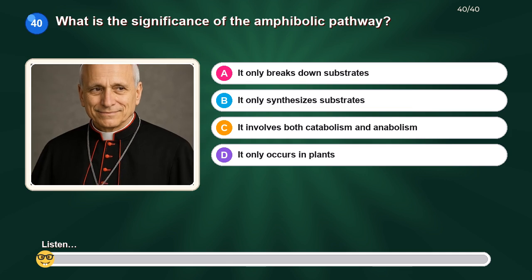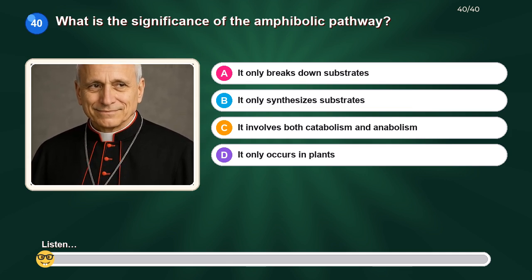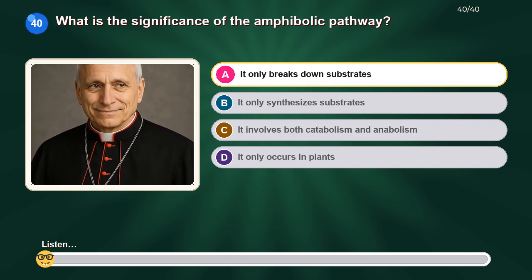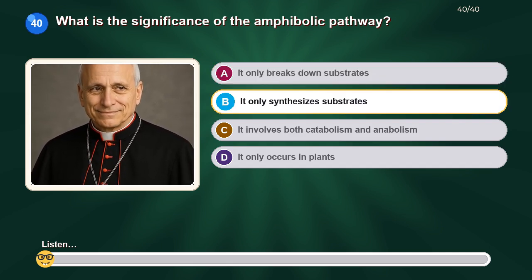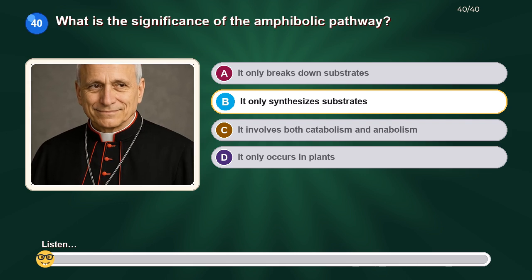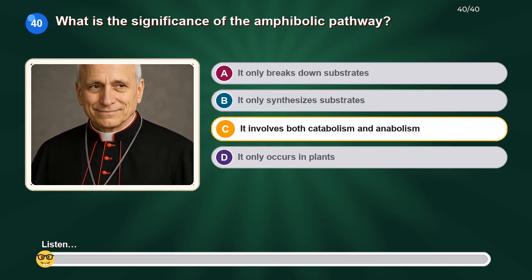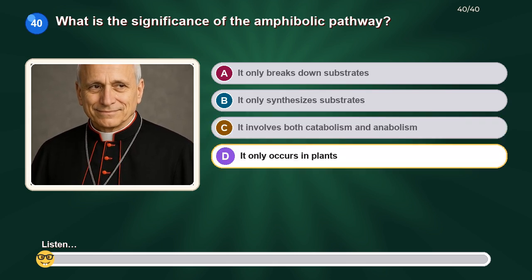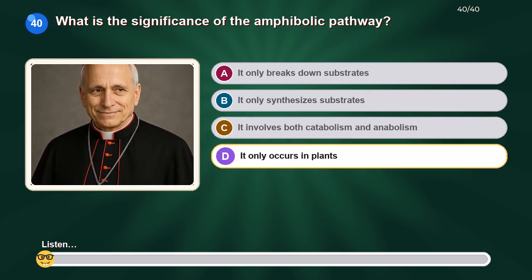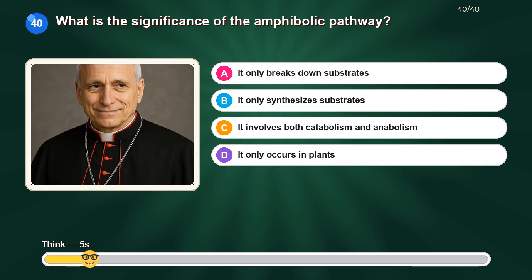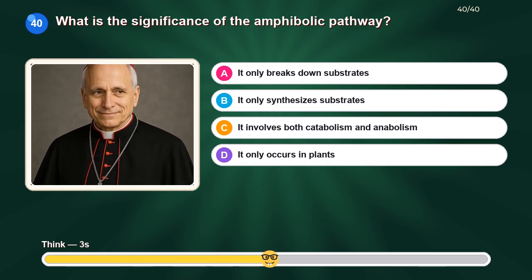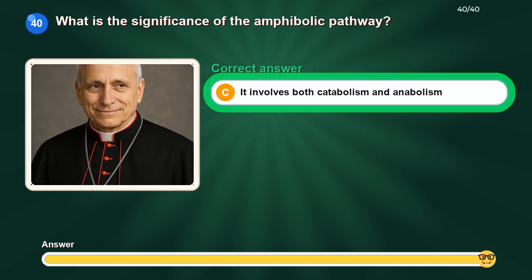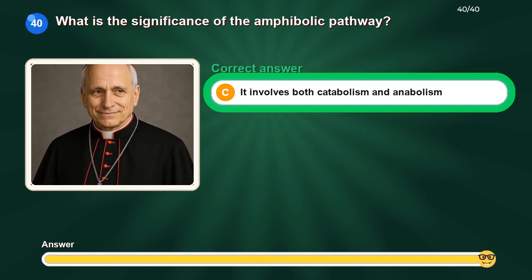What is the significance of the amphibolic pathway? Option A, it only breaks down substrates. Option B, it only synthesizes substrates. Option C, it involves both catabolism and anabolism. Option D, it only occurs in plants. The correct answer is, it involves both catabolism and anabolism.